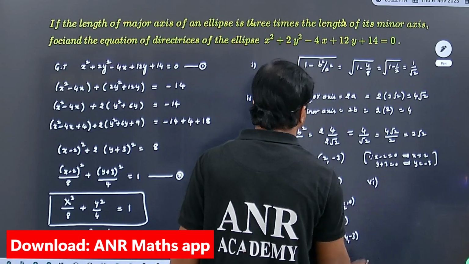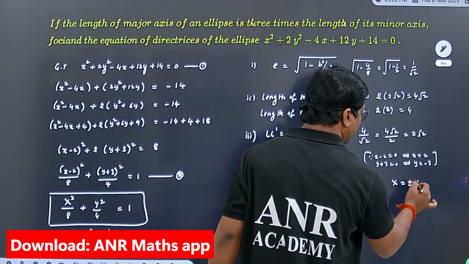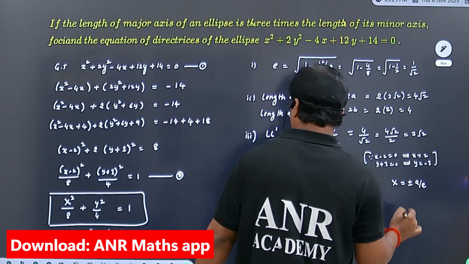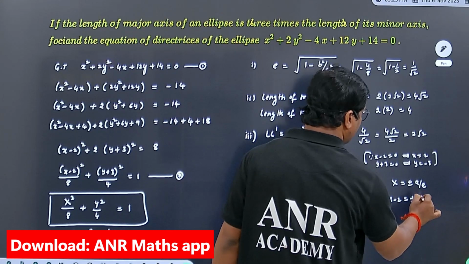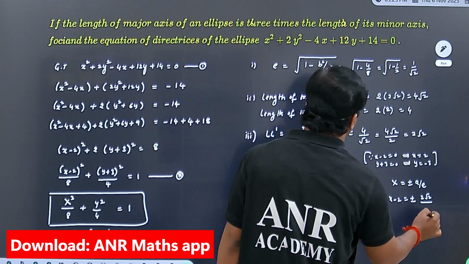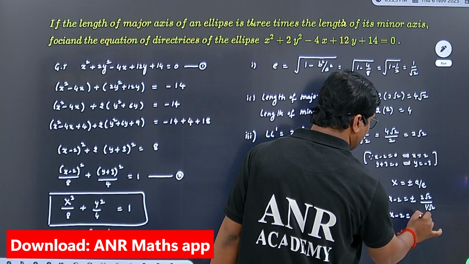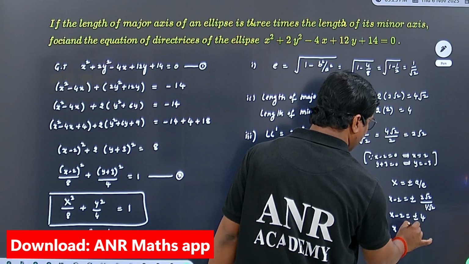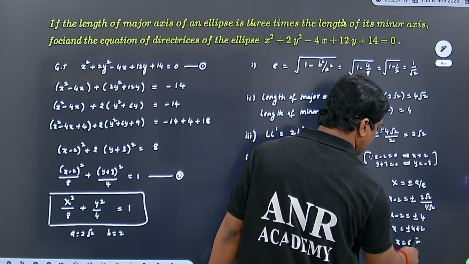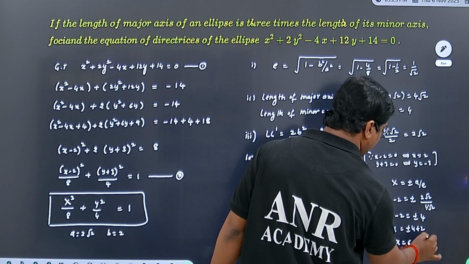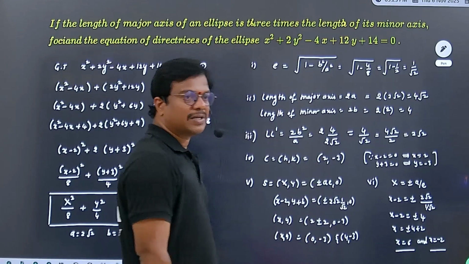Next, the sixth one, equation of directrix. Capital X equal to plus or minus a by e. Capital X is x minus 2 equal to plus or minus a value 2 root 2, e value that is 1 divided by root 2. Therefore, x minus 2 equal to plus or minus 4. x equal to plus or minus 4 plus 2. Therefore, x equal to 6 and x equal to minus 2. These are the equations of directrices.